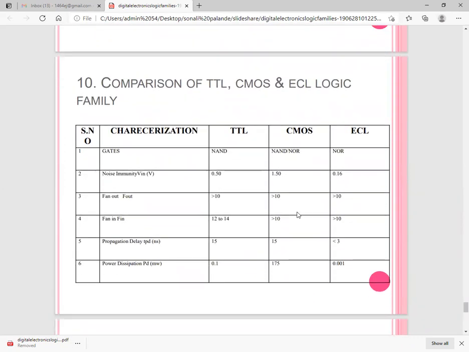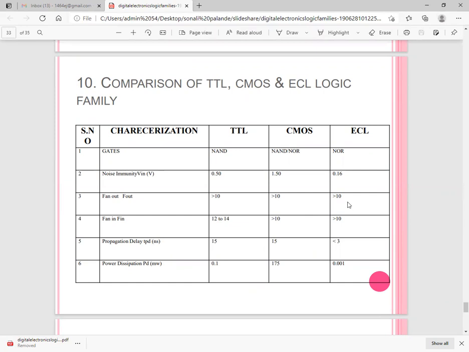The last point of this unit is the comparison of TTL, CMOS and ECL logic families. So this is the characterization and these are the types: TTL, CMOS and ECL. So the first characterization is gate. In TTL we use the NAND gate. In CMOS we use NAND or NOR gate, and in ECL we use the NOR gate. Then noise immunity. TTL has 0.50, CMOS has 1.50 and ECL has 0.16.